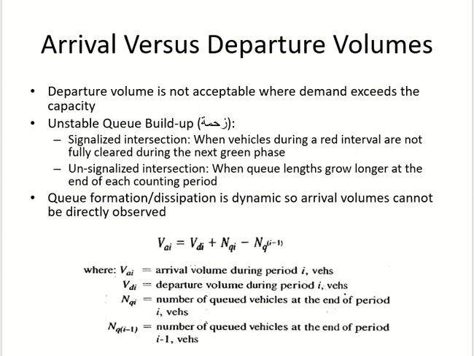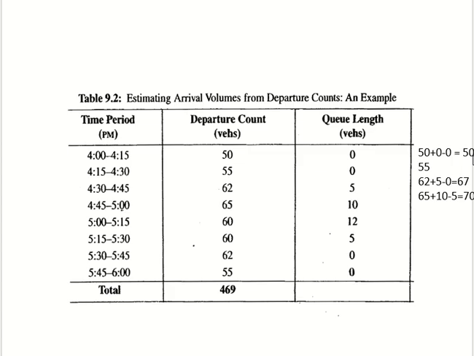VDi is the number of vehicles departed, and Qi is the queue now, and Qi minus 1 is the queue before. Okay, clear? So in the same way you can calculate the rest of the values. Any questions?